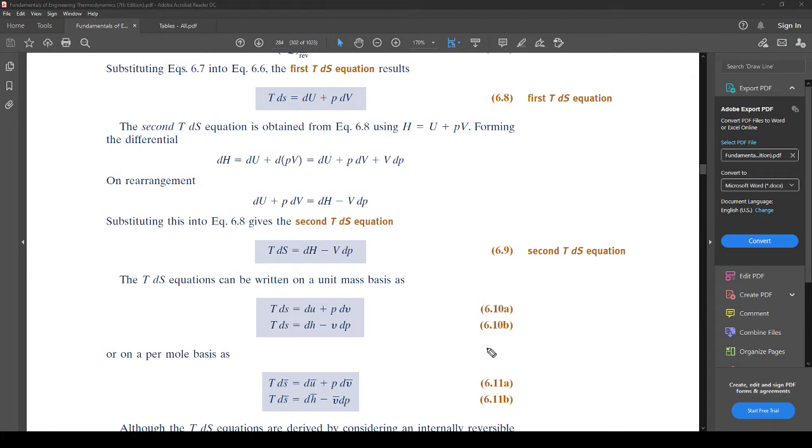In 6.8, is the S supposed to be entropy or specific entropy? So where are you at right now? Right here? 6.8, it says first TdS equation on the side of it. That S there, is that supposed to be an uppercase S or lowercase s in the box? This? Yeah, that. I think it's supposed to be a lowercase s. Okay. Thank you.